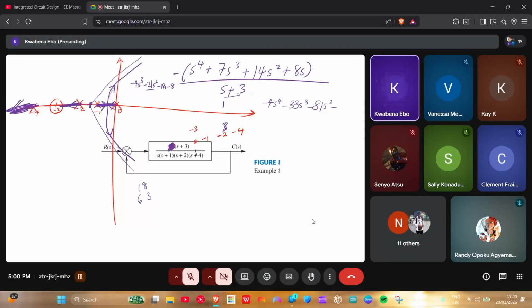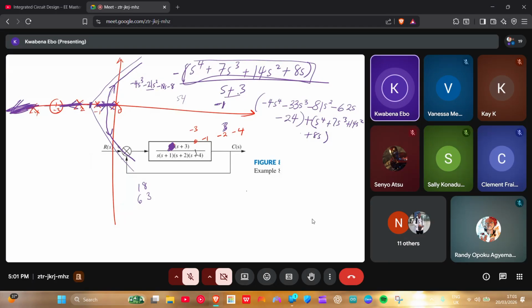All plus, because it's all minus 1 multiplying negative of this. So negative negative will become plus. So all plus this whole thing again. Because of time, I'm not writing this, but let me just write plus s to the power 4 plus 7s cubed plus 14s squared plus 8s. Then we'll do the mathematics.